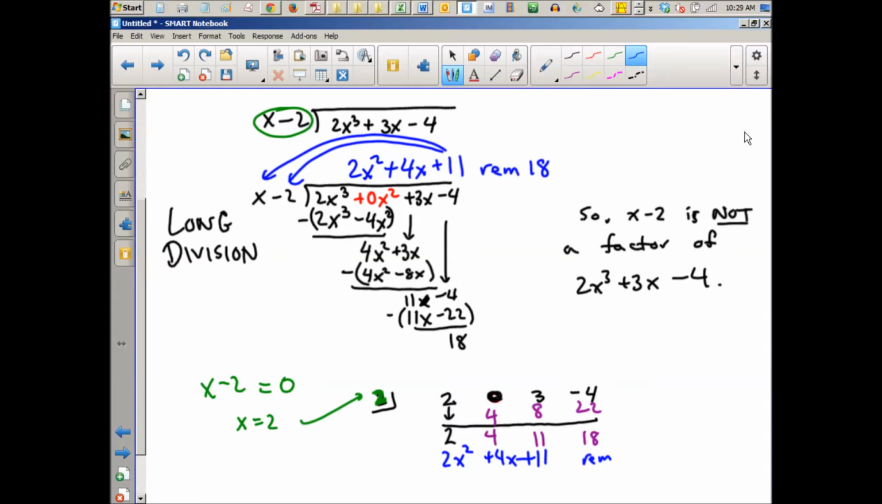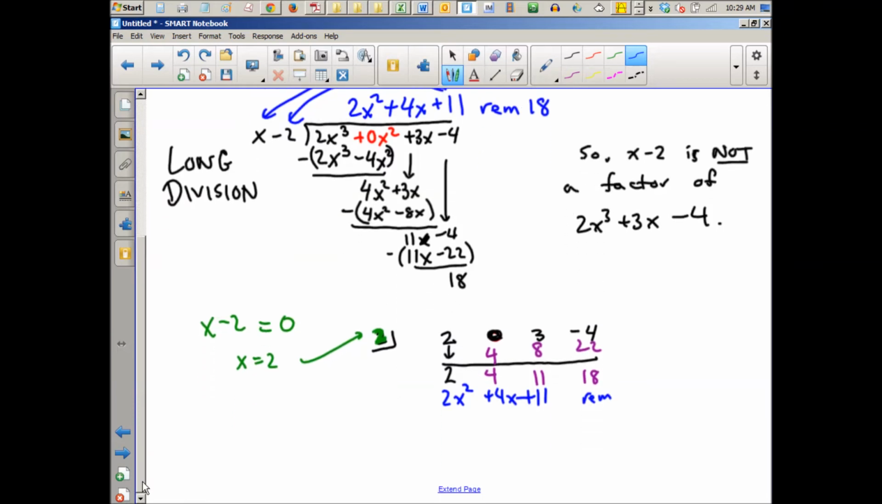Okay, so everyone see how we do the synthetic division? Raise your hand if that's brand new. Okay, so you'll get plenty of practice with it. It'll be one of your really solid skills.